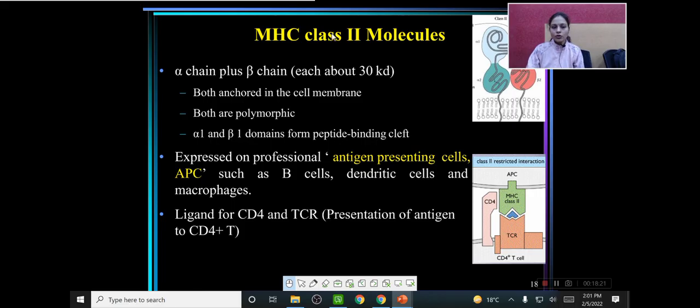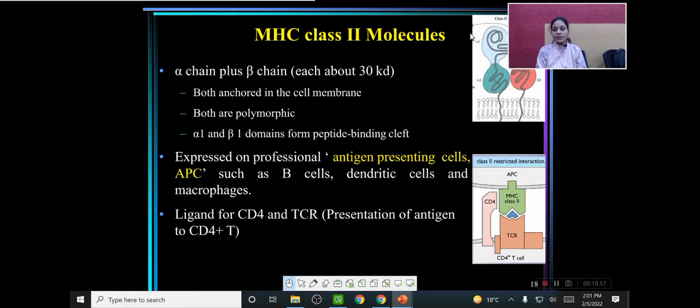Next is MHC class 2 molecule. These consist of alpha chain and beta chain, both anchored in the cell membrane, and both are polymorphic. Polymorphic means, as I already told you, they are present in different forms, like alpha 1 and alpha 2, beta 1 and beta 2. So alpha 1 and beta 1 domains form the peptide binding cleft.